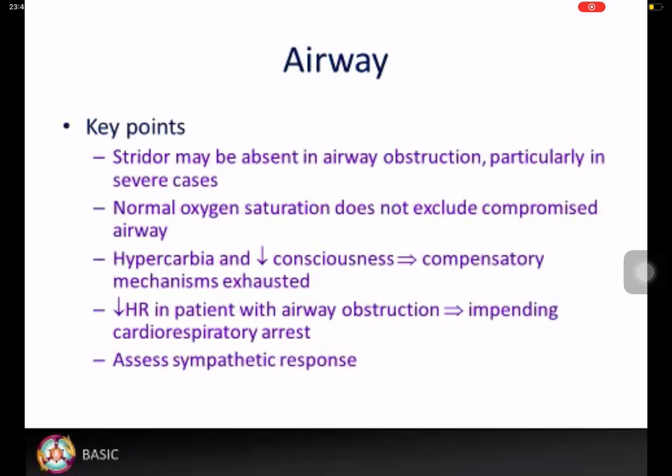Hopefully you chose airway, breathing, and circulation because it's problems in these areas that have the potential to kill patients very rapidly. But what are the key points to bear in mind when assessing the airway, breathing, and circulation? For the airway, the key points are: stridor may be absent in airway obstruction, particularly in severe cases. A normal oxygen saturation does not exclude a compromised airway.